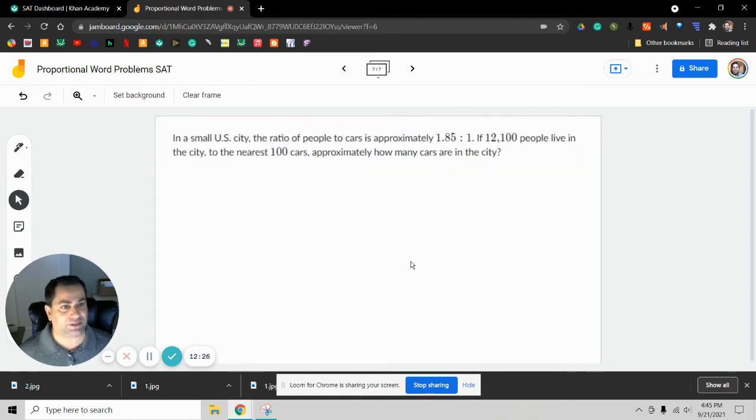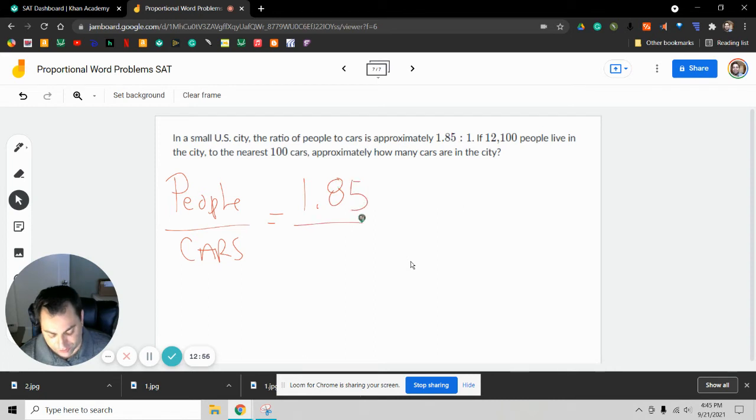All right, in this problem, it says in a small U.S. city, the ratio of people to cars is approximately 1.85 to 1. If 12,100 people live in the city, to the nearest 100 cars, approximately how many cars are in the city? So the ratio is very clear here. We have people to cars, and they gave us a ratio of 1.85 people to one car, and then they tell us there is 12,100 people. They want to know how many cars to the nearest 100th car.